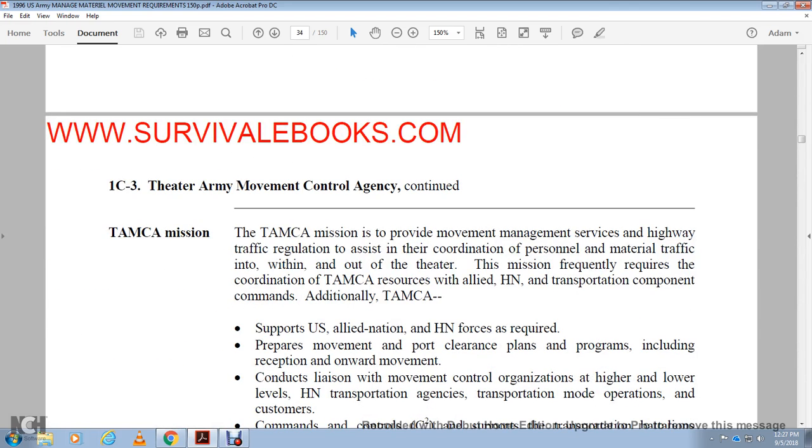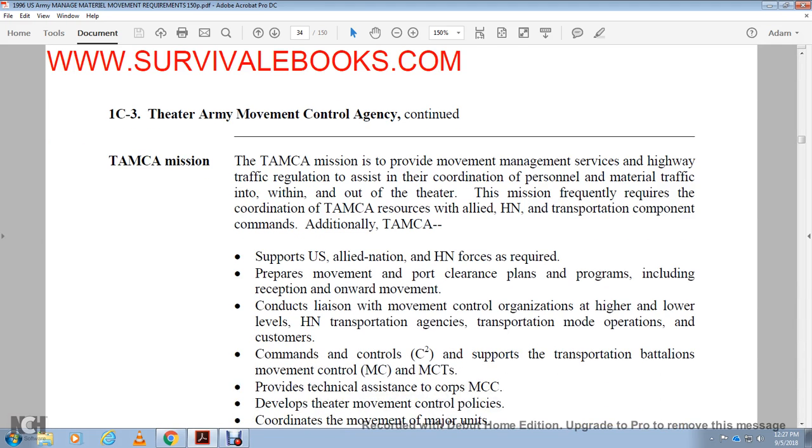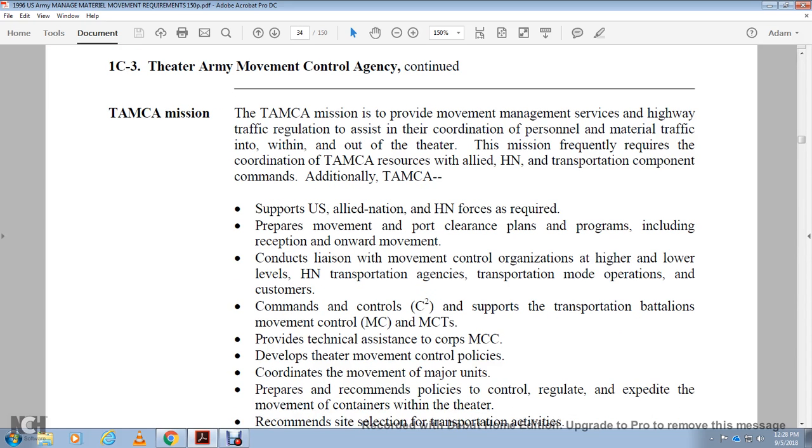The Theater Army Movement Control Agency mission is to provide movement management, serve highway traffic regulation, and coordinate personnel and materiel traffic with and without the theater, as frequently required for the coordination of Theater Army Movement Control Agency resources, allied and host nation transportation components. It supports U.S. allied and host nation forces, requiring port clearance plans and programs including the reception and onward movement plan, conducting liaison with movement controlling organizations at higher and lower levels, the host nation transportation agency, and transportation mode operations customers. It provides command and control of the support of the transportation battalion, movement command, and movement control.